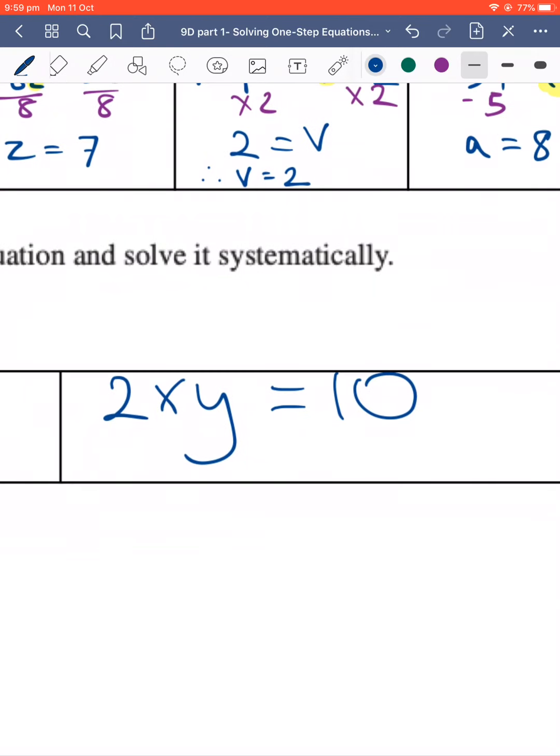Now I can actually answer the question. So I want to get the y by itself. So how do I undo this 2? Because it's multiplying, I divide. So I divide by 2 on both sides. So I end up with y equaling 10 divided by 2, which is 5.